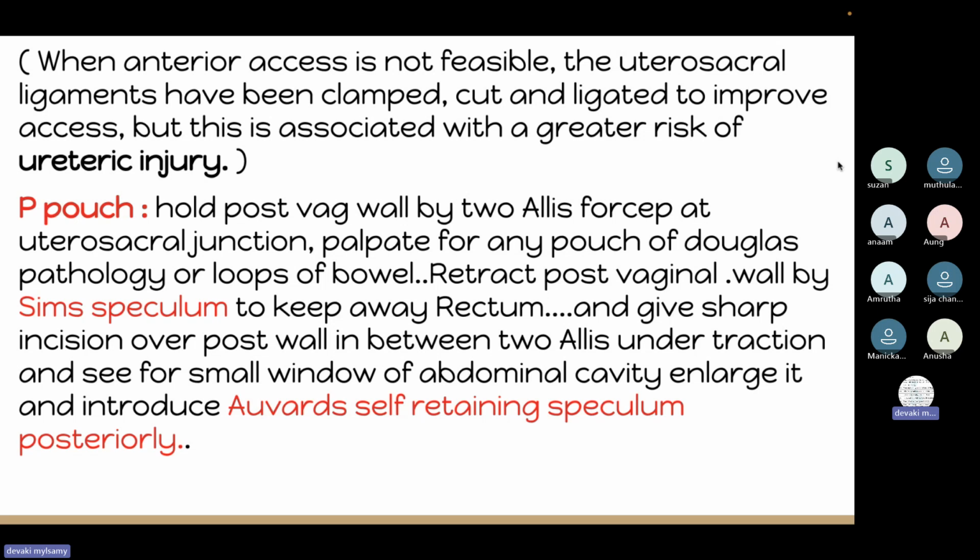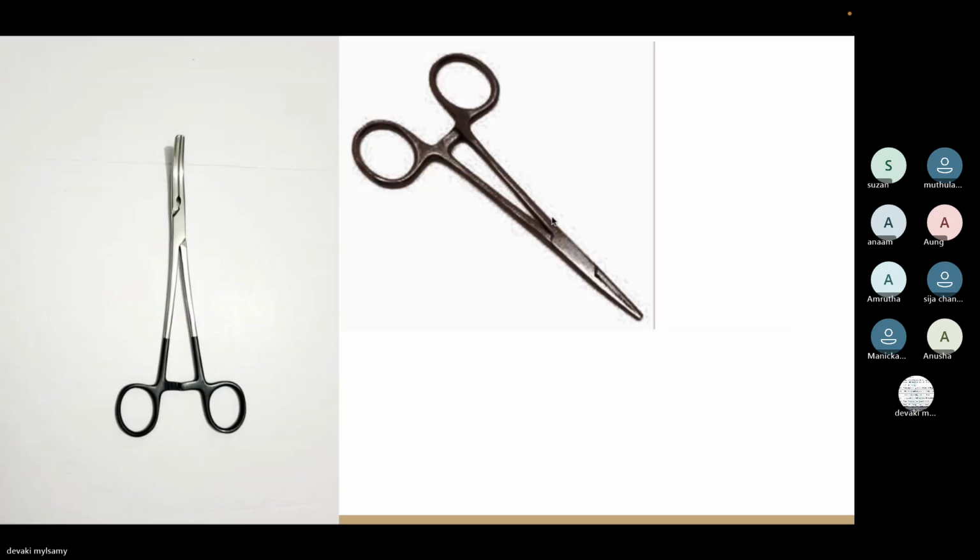Okay, so for the P pouch, hold the posterior vaginal wall by two Ellis forceps at the uterosacral junction. Palpate for any abnormality in the pouch of Douglas, especially any pathology or loops of bowel. Retract the posterior vaginal wall. Retracting the posterior vaginal wall is very important, with the help of a Sims speculum, to keep the rectum and bowel loops away. Make a sharp incision over the posterior wall in between two Ellis forceps under traction, and see a small window of the abdominal cavity. Enlarge it and introduce a Ward's self-retaining speculum posteriorly.